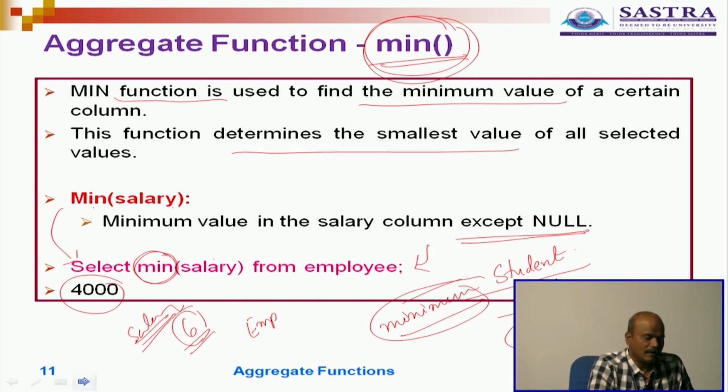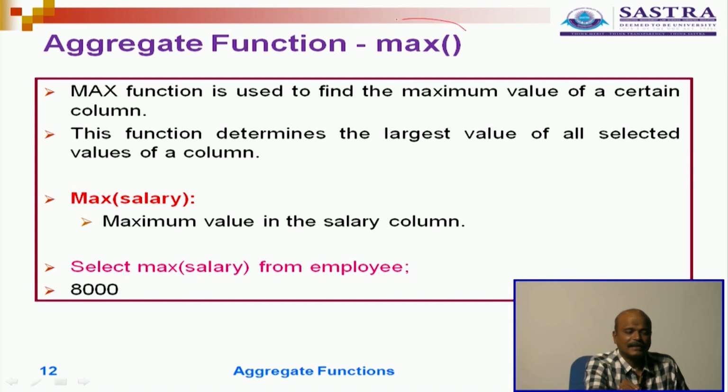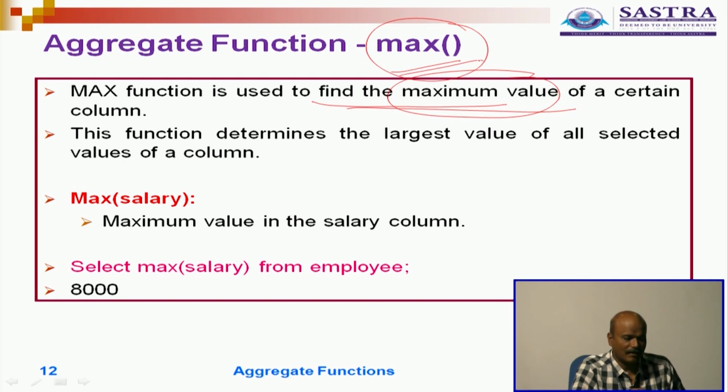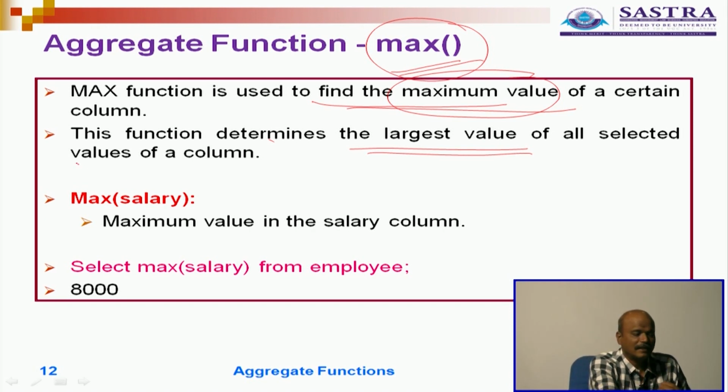The next function is the maximum function, as I mentioned in the previous slide. The maximum function is used to find the maximum value. In a given column, if you want to retrieve the maximum value, you can use the function called max. The maximum function is used to determine the largest value of all the selected values of a particular column. So what syntax do you have to use?